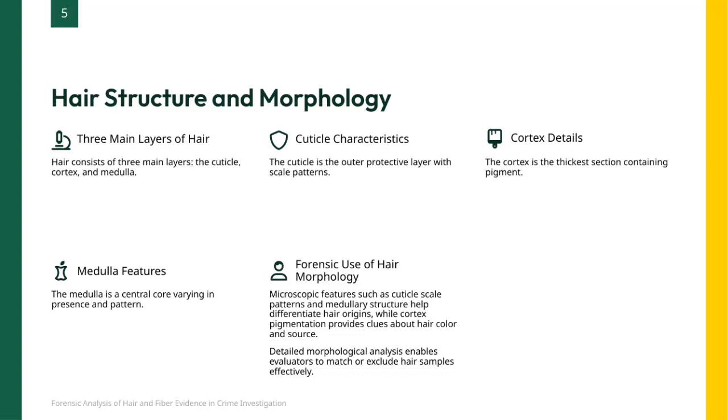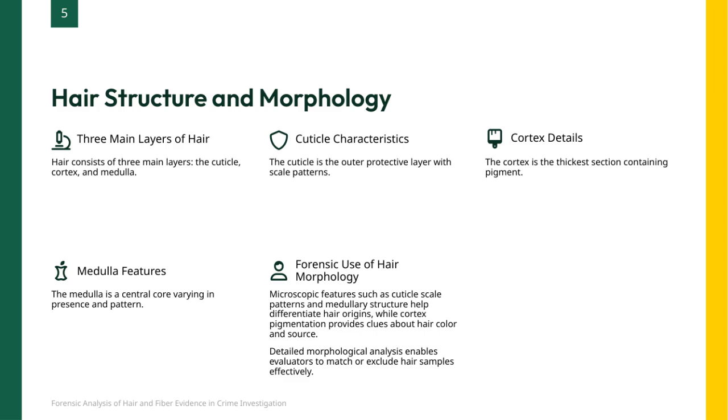Hair is made up of three main layers: the cuticle, the cortex, and the medulla. Starting with the cuticle, this is the outermost layer that acts as a protective barrier. It has a distinctive pattern of scales, which can vary between species and even individuals. Beneath the cuticle lies the cortex, the thickest part of the hair, where the pigment granules are located. These pigments give hair its color and can provide important clues in forensic analysis. At the center is the medulla, which is a core that sometimes may be present or absent, and its pattern can also vary. From a forensic perspective, examining these layers closely under a microscope is crucial.